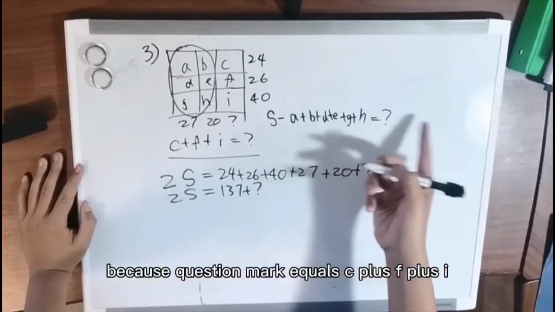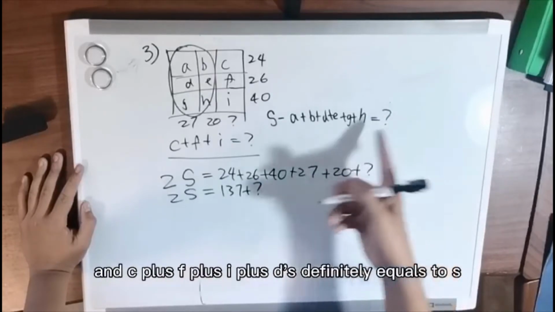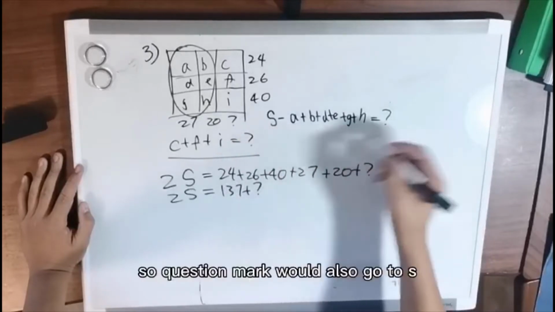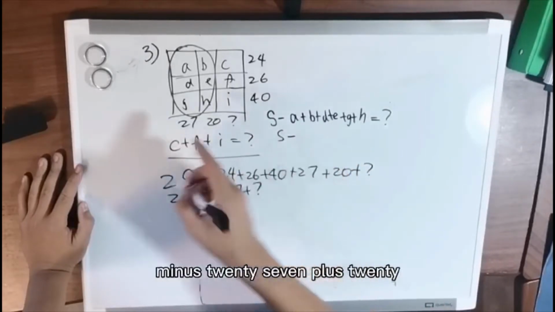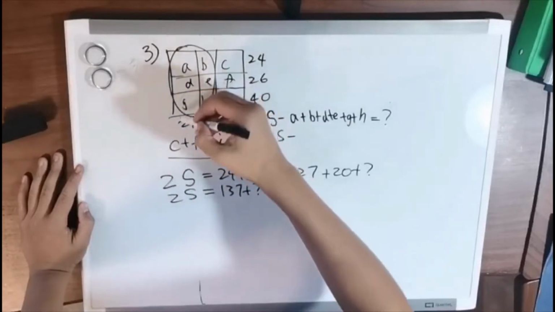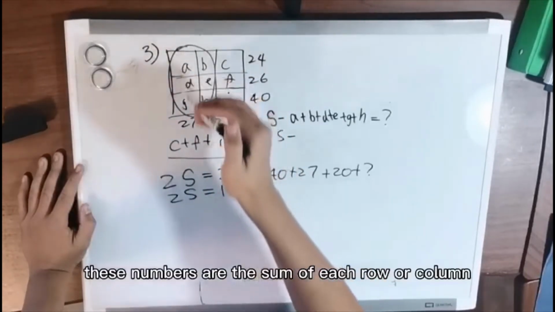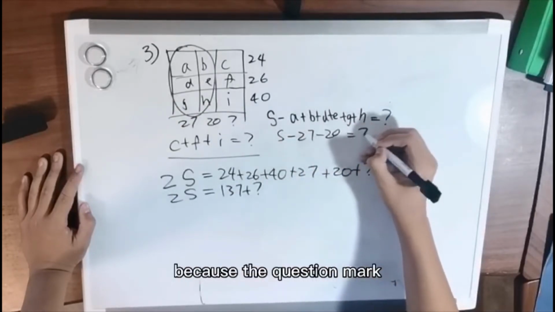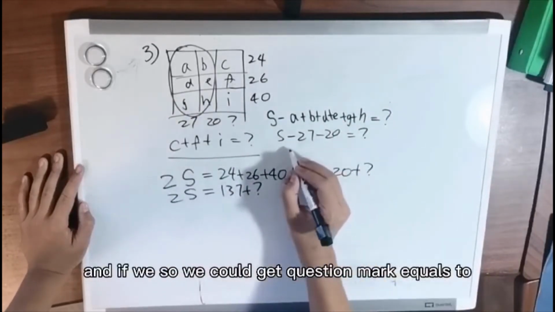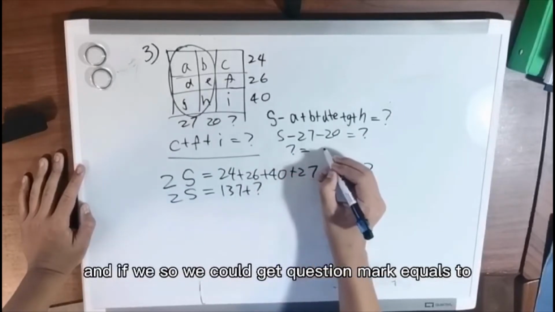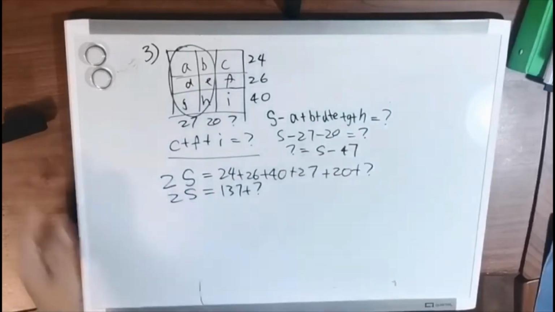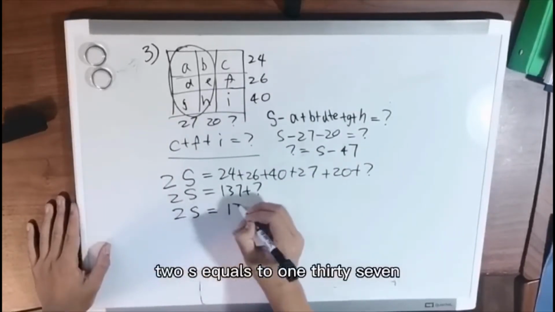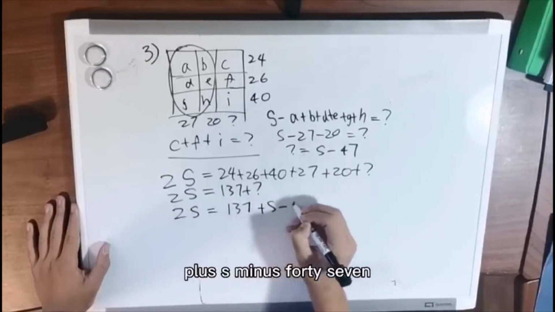Because question mark equals C plus F plus I, and C plus F plus I plus those 6 letters definitely equals S, question mark would also equal S minus 27 minus 20. Remember, these numbers are the sum of each row or column. So we get question mark equals S minus 47. And we just have to plug this equation into here: 2S equals 137 plus S minus 47.